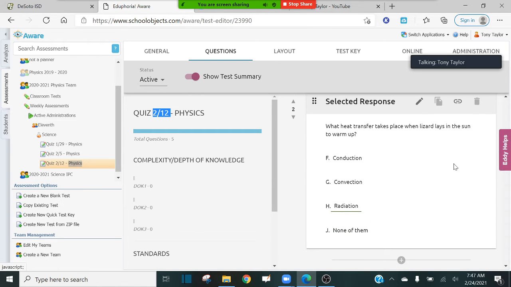This question right here, where it says, what heat transfer takes place when lizards lay in the sun to warm up? Well, in this case, it's radiation, because the lizard is directly receiving electromagnetic waves from the sun. Anytime you see the sun as the primary method that you're getting the energy, know that is radiation.